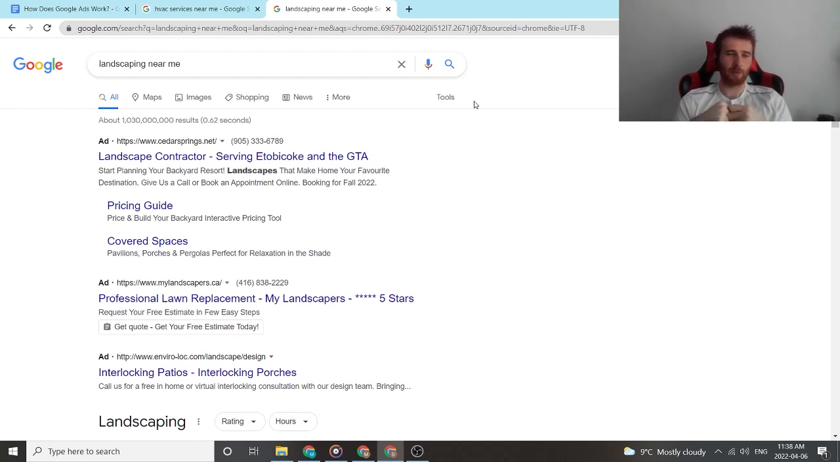I don't want to get into super detail here, but just to keep things simple, these companies are targeting landscaping near me in hopes that someone searching this would then click on their ad and be taken to their website or landing page and then call them. So that's a keyword. So that's part one, selecting your keyword and making sure that the buying intent is there.